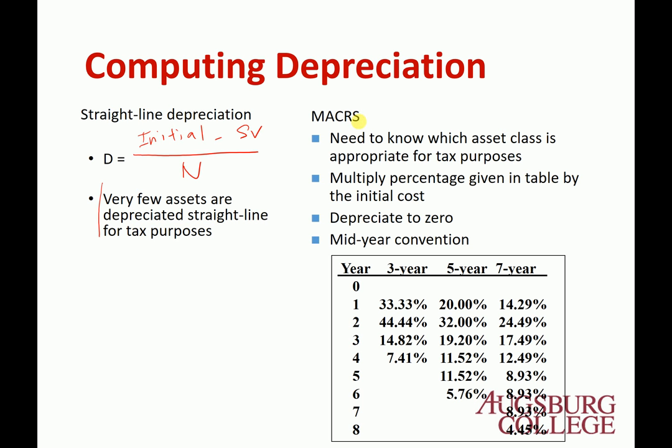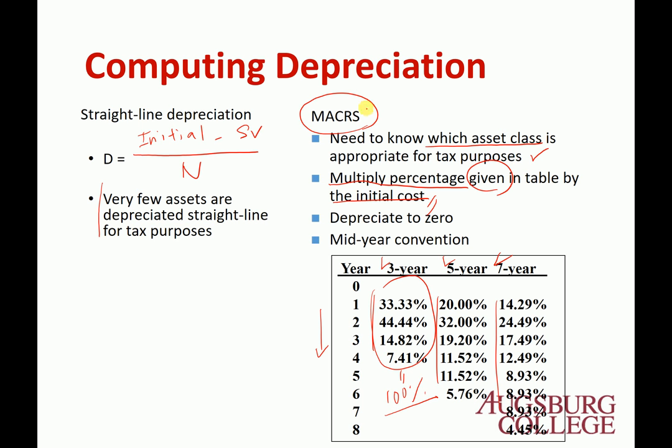tax purposes, because the IRS provides a schedule of depreciation called MACRS. First of all, we need to know which asset class is appropriate for tax purposes. I showed three different classes, 3 years, 5 years, 7 years. And the rates are all given, so you don't have to worry about the computation of the rate. It is used when you compute the amount of depreciation. You simply multiply the percentage given in the table by the initial cost, always just the initial cost. The rates sum to 100%, so it depreciates to zero. And we usually use MACRS for tax purposes.